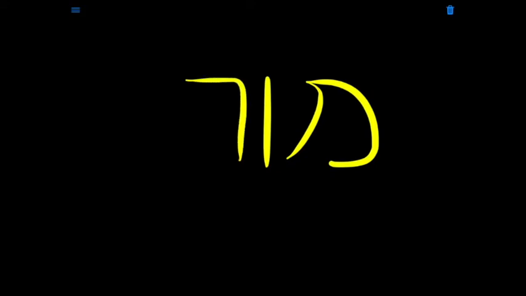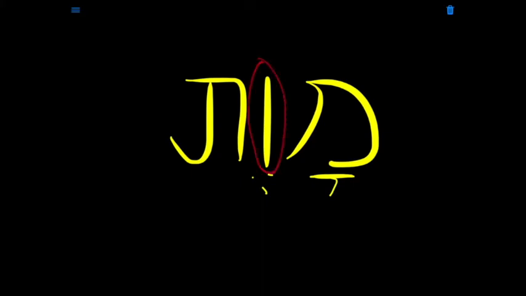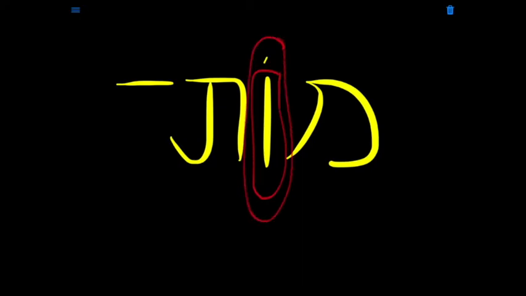And here's another example for you. In the word for death, marveth, the wow is a consonant. But when it's attached to another word, these two vowels combine to become cholem. So we end up with this. And that is no longer a consonant, it's merely a big vowel.